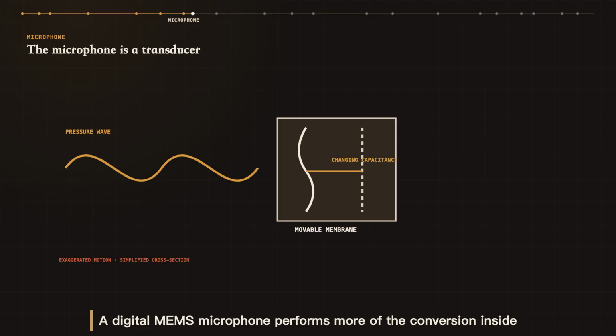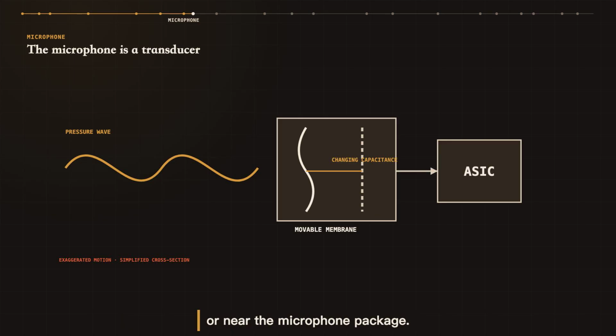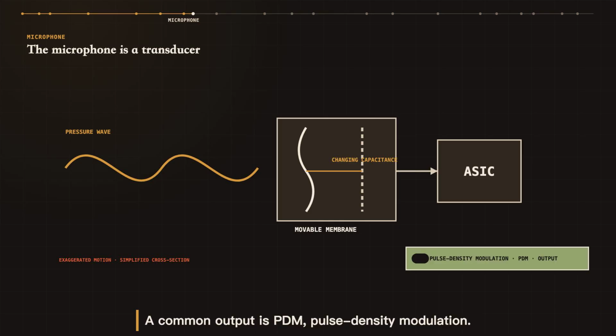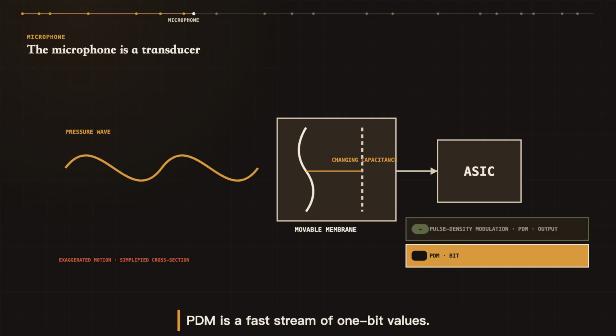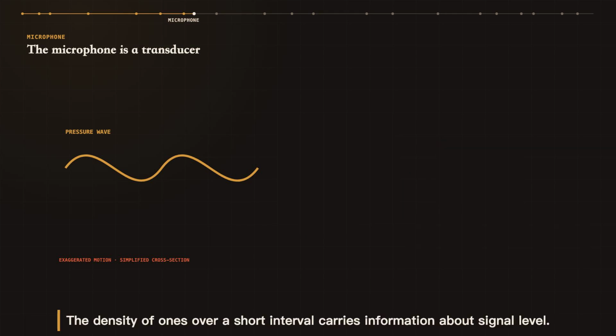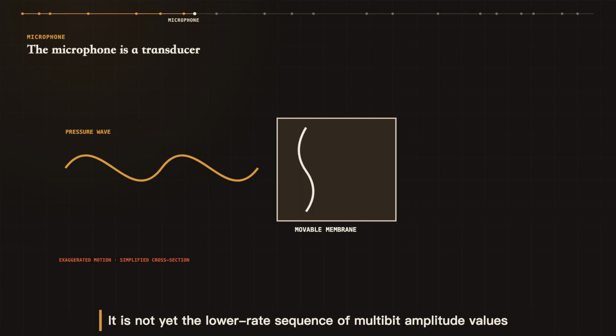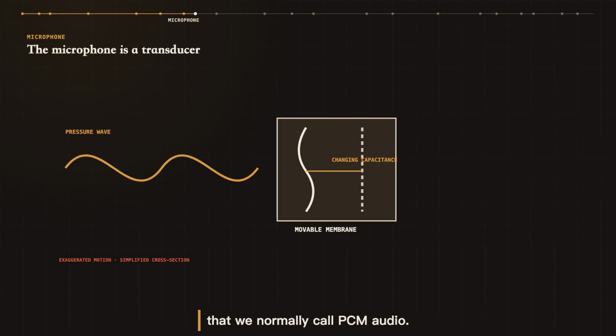A digital MEMS microphone performs more of the conversion inside or near the microphone package. A common output is PDM, pulse density modulation. PDM is a fast stream of 1-bit values. The density of ones over a short interval carries information about signal level. It is not yet the lower rate sequence of multi-bit amplitude values that we normally call PCM audio.